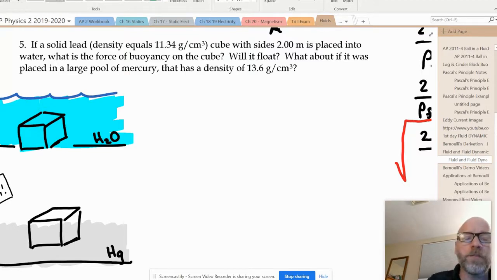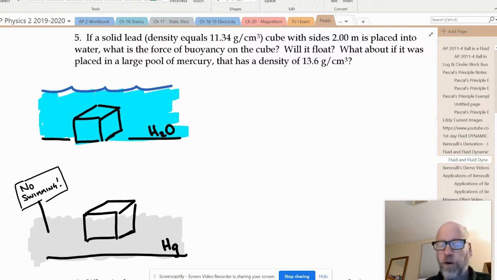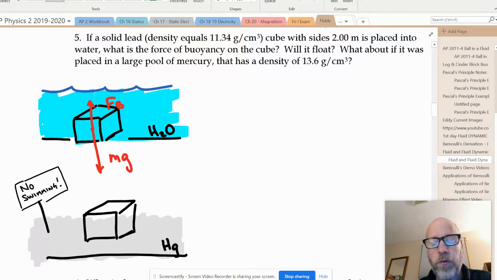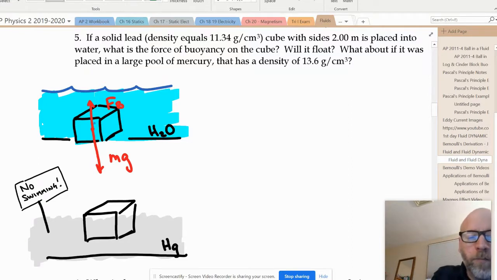All right, so I already took the liberty of drawing these pictures. I'm sure you guys can do that right now. But if you need to push pause, go ahead. If I were to draw in the forces, in water, we're going to have mg down and the buoyant force up. Notice that I clearly drew the buoyant force as much smaller than the weight, because you're not going to get a lead cube to float.